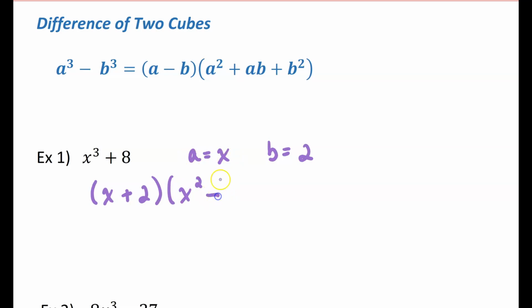And then the second part, the first term squared, so this becomes x squared. The sign flips for the next one. The next term is the a times the b term, so that would be 2x. And then again, the last term is always positive, and it's the last term squared, and it would be 2 squared, which is 4. And there's the factorization.